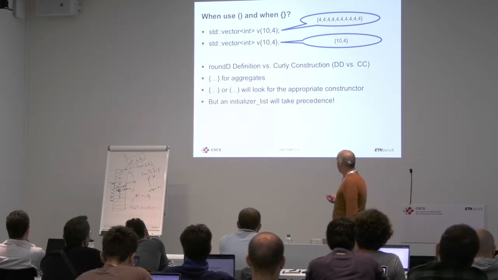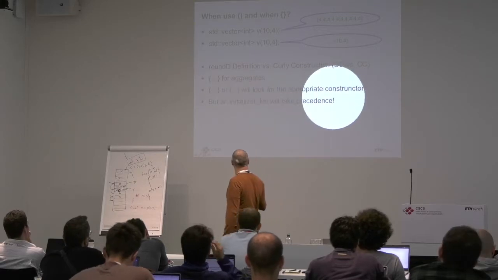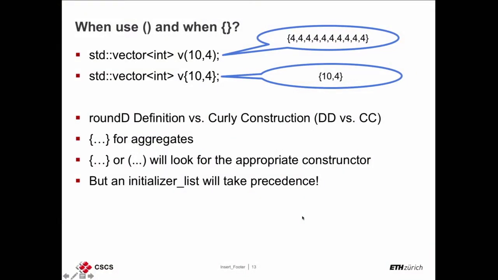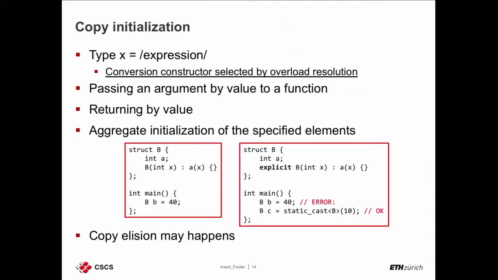Now, what's important to remember is that the initializer list will take precedence. So if there is an initializer list constructor and you put the curly braces, it will go to the initializer list. Another very important initialization mechanism is copy initialization, where we have the type X equal and some expression. When we have something like this, there is something called overload resolution that will look for the best way to transform the result of the expression into something of type X, which is something that might actually trick you at times.